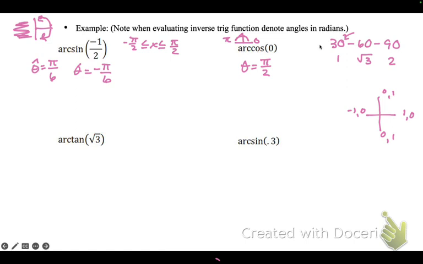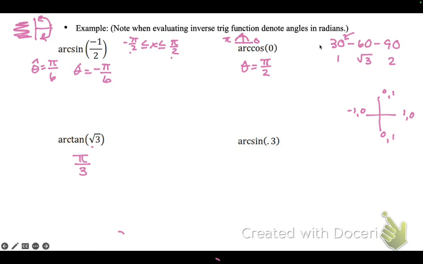Okay. Oh, now I got tangent. Tangent's the same as sine. It goes negative pi over 2 to pi over 2. So tangent is opposite over adjacent. So what angle is opposite square root of 3? 60 or pi over 3. 60 goes in 180, 3 times.